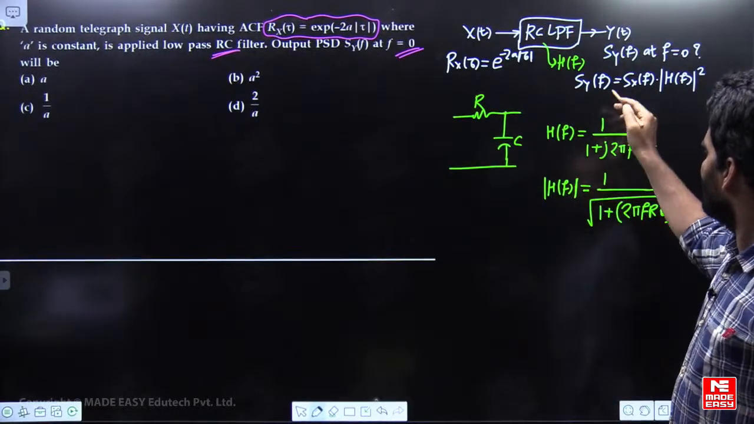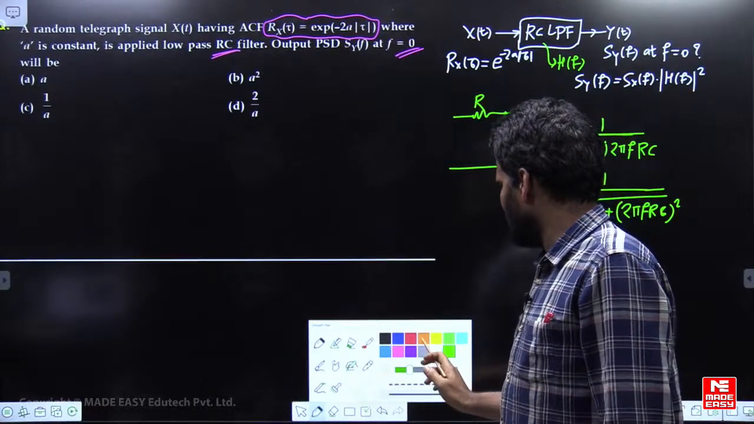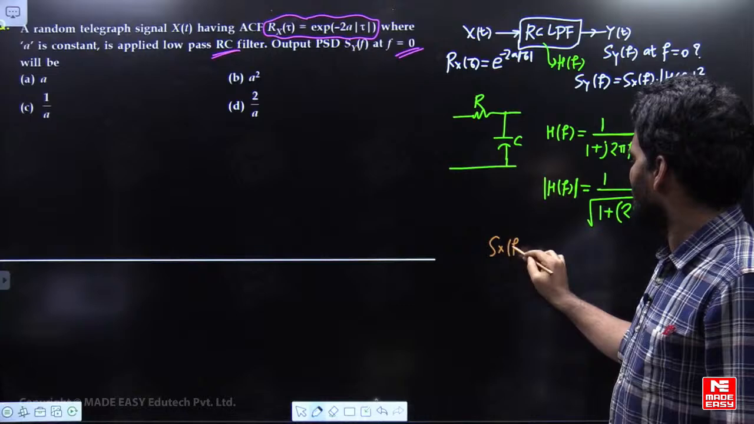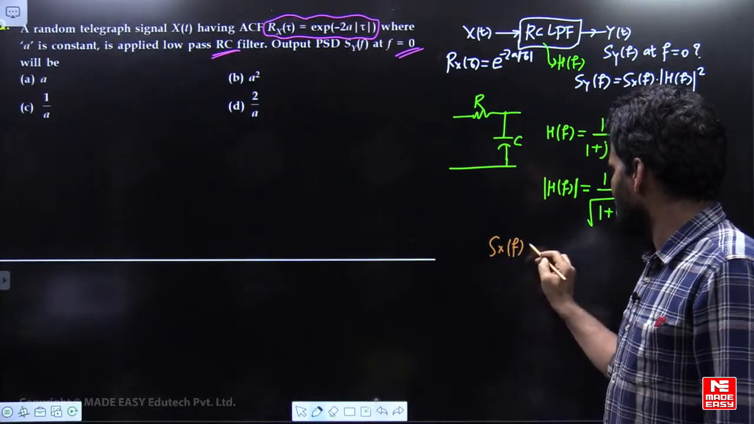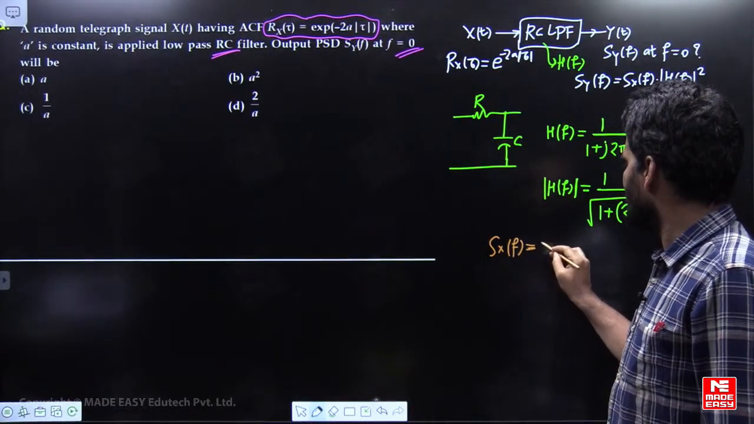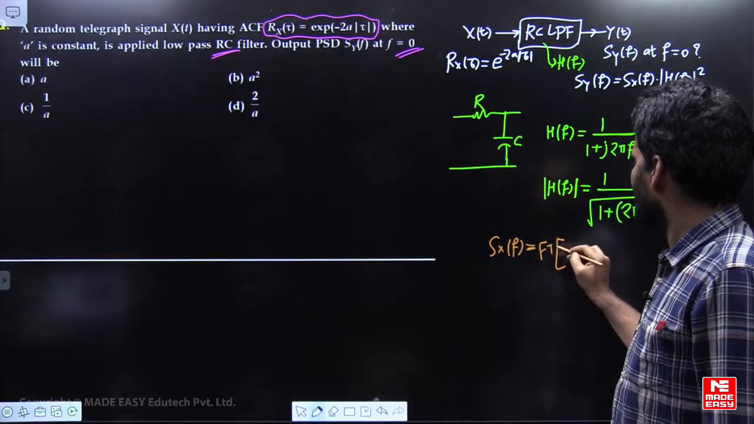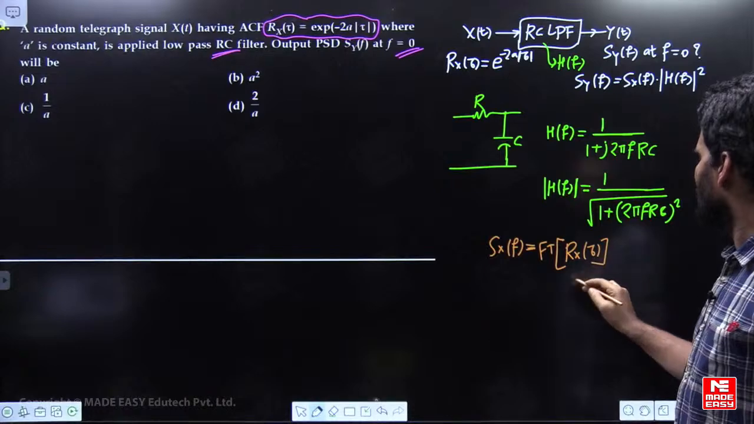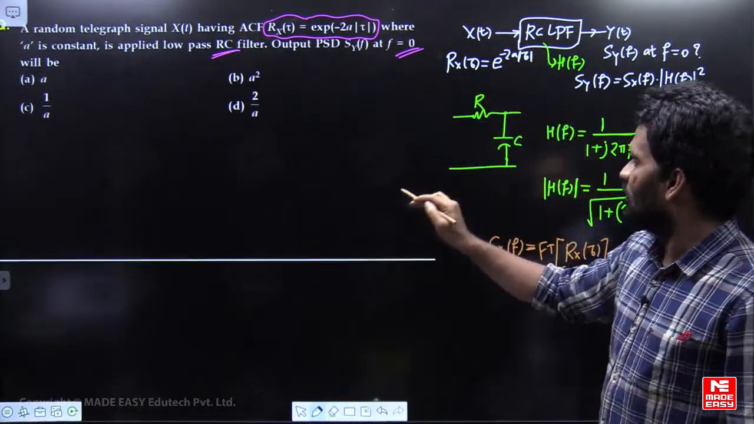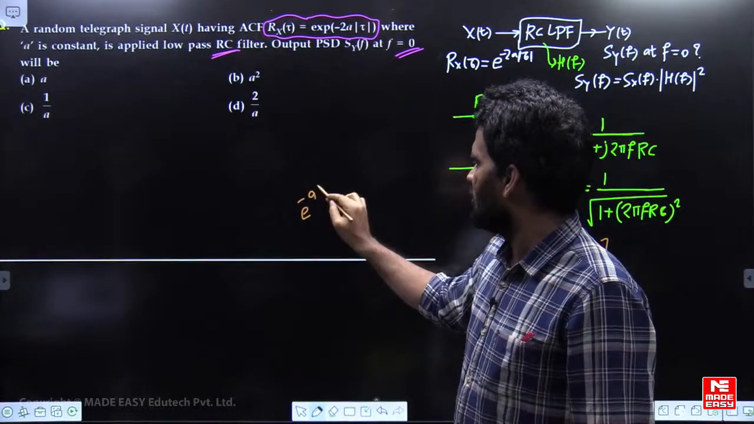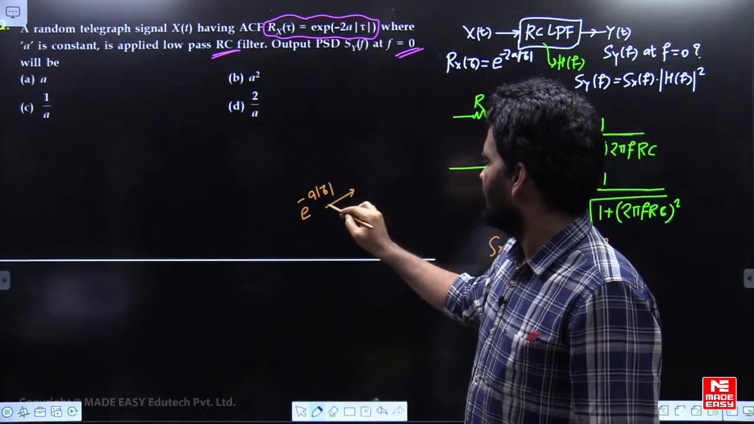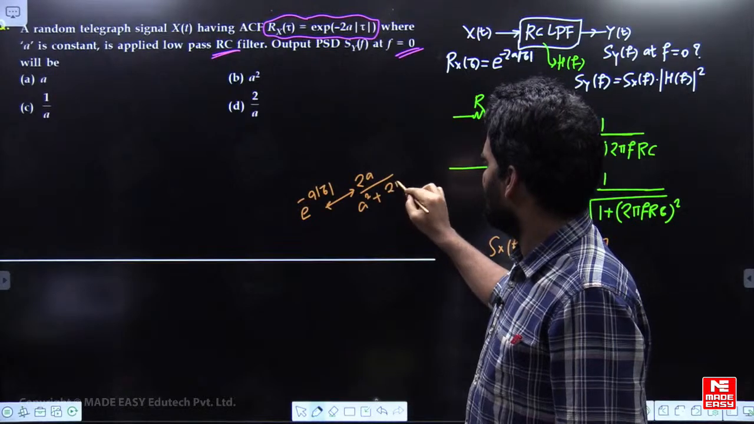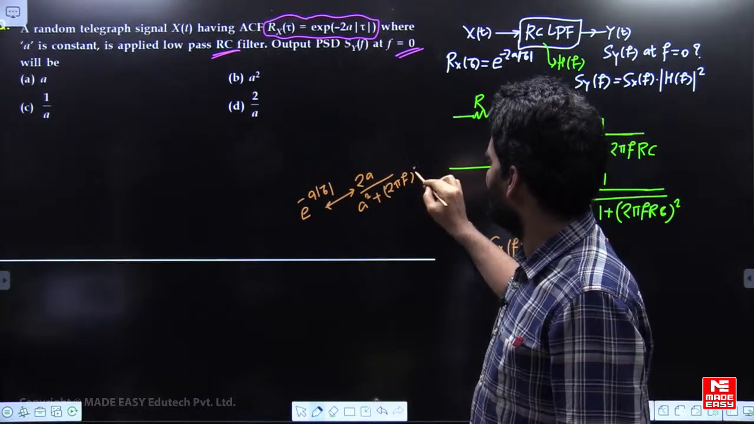Then we need to find the PSD of the input, we need Sx(f). The ACF of x(t) is given, then how to get the PSD? It is the Fourier transformation. The Fourier transformation of Rx(tau) will give you the PSD. If you see e power minus a mod tau, what is the Fourier transformation of this? 2a upon a square plus omega square, where omega is 2 pi f.